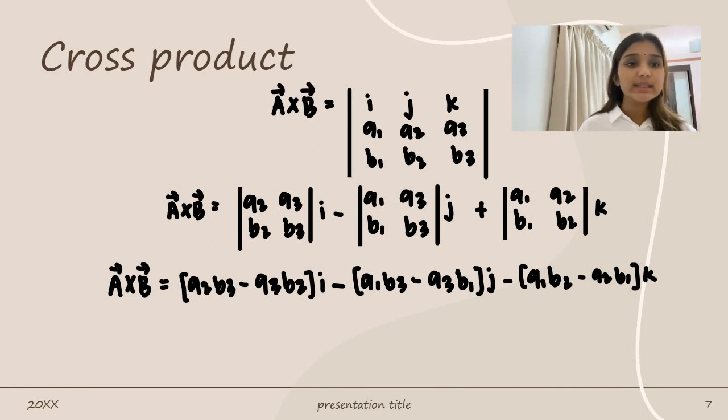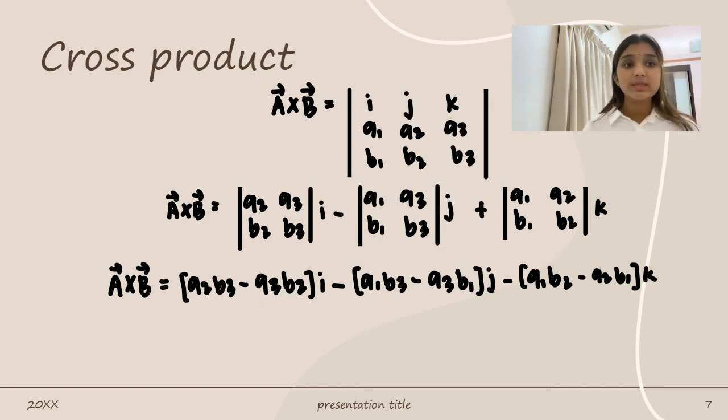So now we are going to see cross product of vectors. Given two linearly independent vectors A and B, the cross product A times B is a vector that is perpendicular to both A and B and thus normal to the plane containing them.